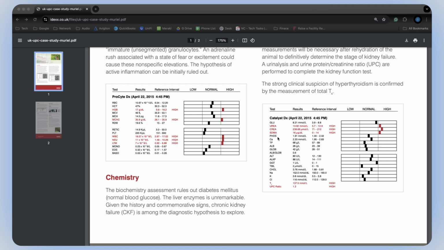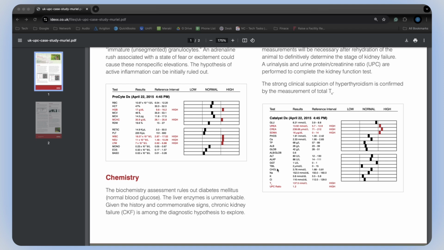Phosphorus is okay, which is cool. Calcium's okay. Total protein, albumin, globulin, ALT, alk-phos, GGT, T-bili, and cholesterol, which, cholesterol, T-bilirubin, GGT, ALT, that is referred to our liver. So it looks like our liver's okay. And then we have sodium, potassium, and chloride. That looks okay. But then our T4 was high and our UPC ratio was high. So just by glancing at this blood work, my brain goes, kidney. So let's see what the doctor said.